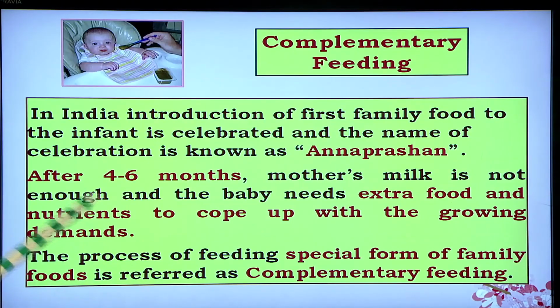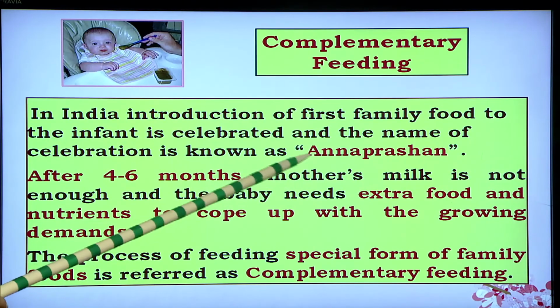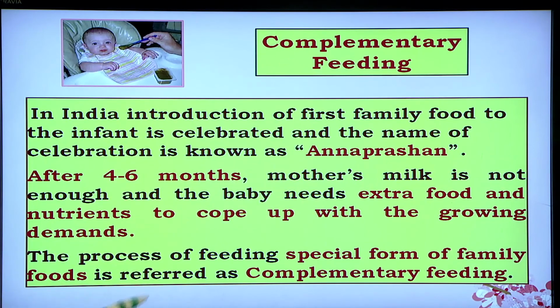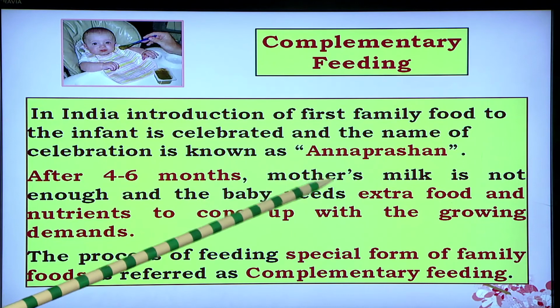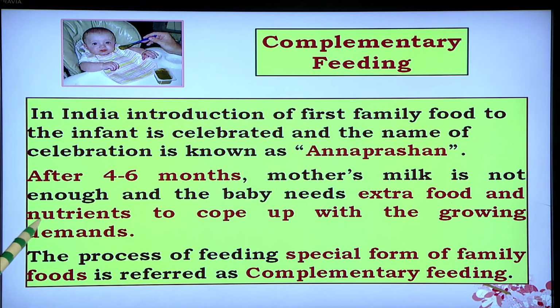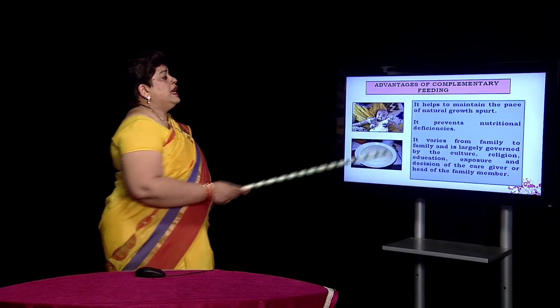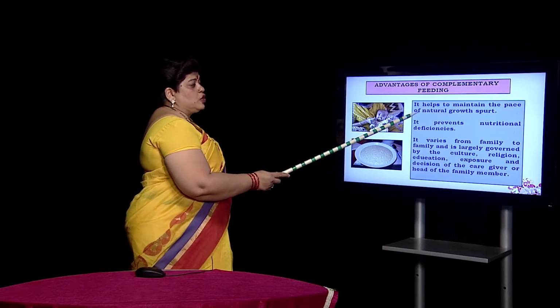In India, this is done by a function which is called Annaprashan. That means other than mother's milk, other than the milk that is being given to the baby, some kind of semi-solid food is given to the baby, and this is rich in nutrients. The process of feeding special forms of family food is referred to as complementary feeding. Complementary food helps to maintain the pace of natural growth spurt.